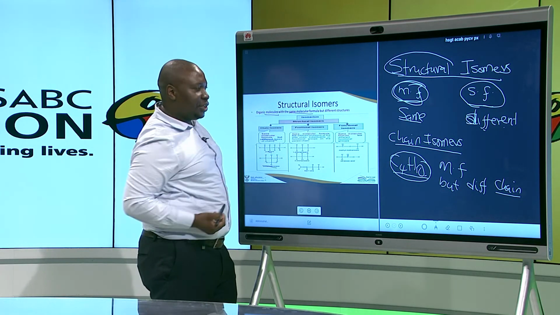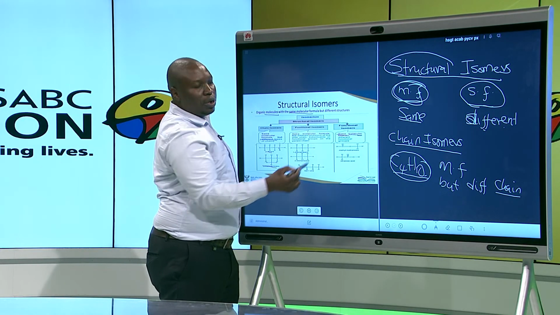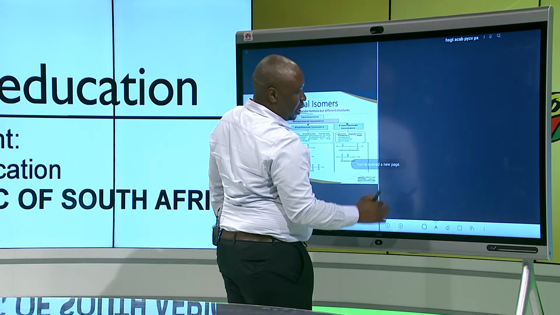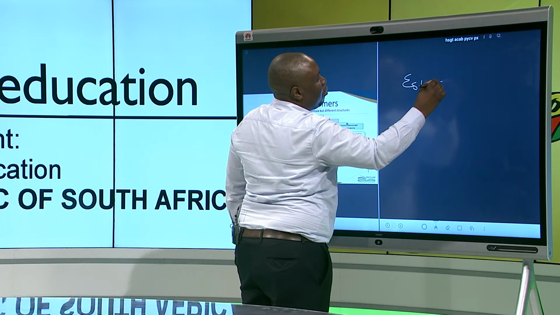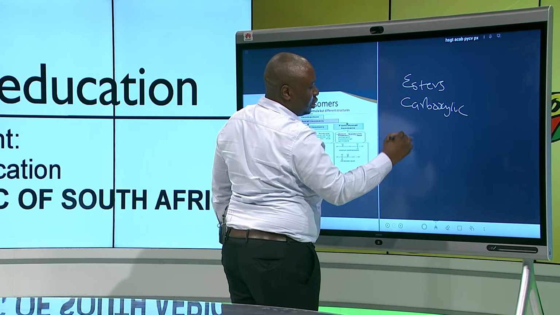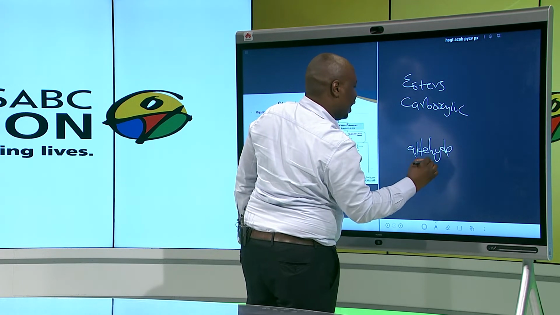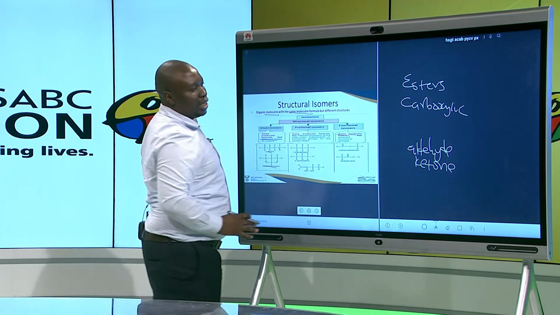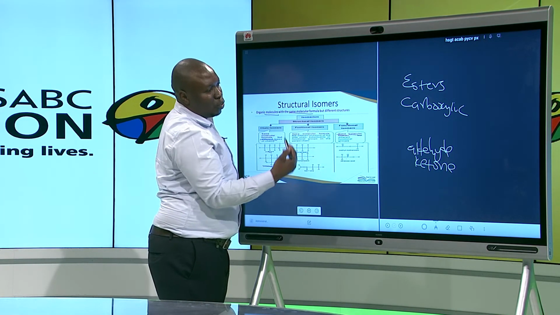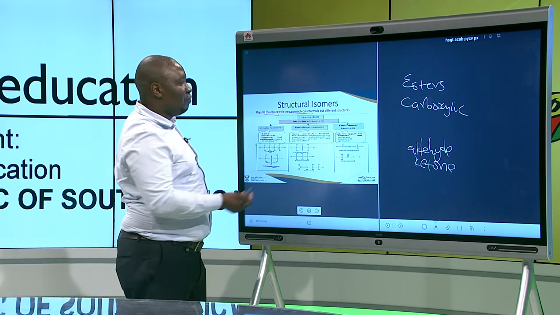Here on this one, functional isomer, they have the same molecular formula, but what is different is the functional group. So we get this between esters and carboxylic acids. And we can get this between aldehydes and ketones. So this will give us what we refer to as functional isomers. The main thing, you count the number of carbons, the number of oxygens, the number of hydrogens. You write the molecular formula. From there, you check that the structures are different. Then you are able to identify the functional isomer.